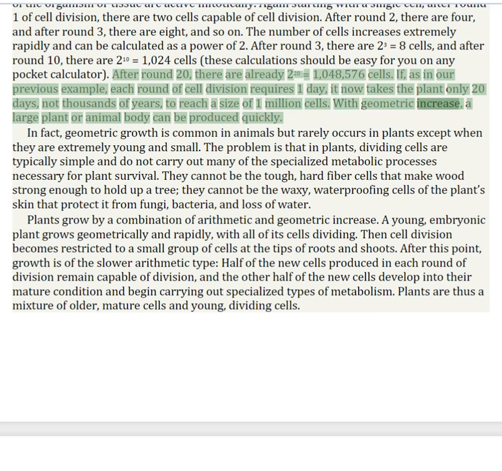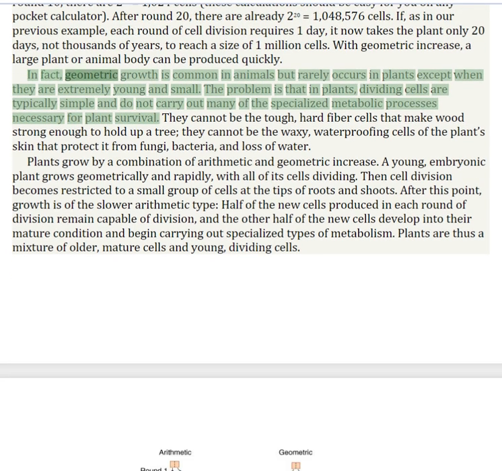With geometric increase, a large plant or animal body can be produced quickly. In fact, geometric growth is common in animals but rarely occurs in plants except when they are extremely young and small. The problem is that in plants, dividing cells are typically simple and do not carry out many of the specialized metabolic processes necessary for plant survival.